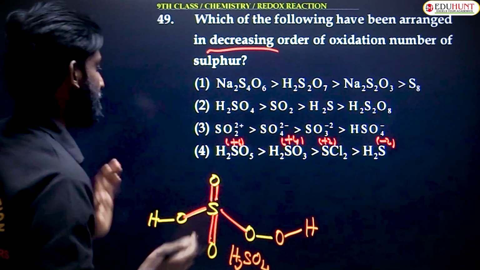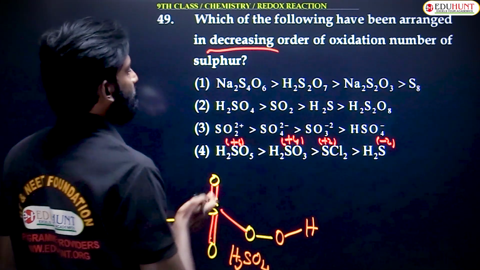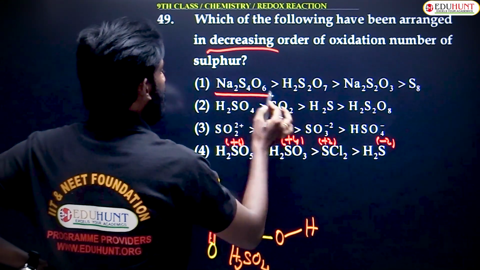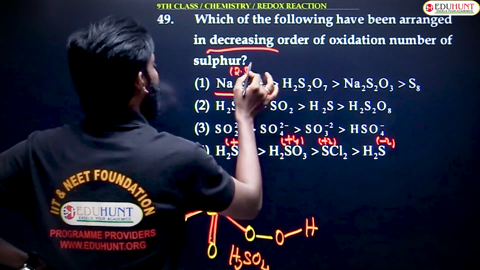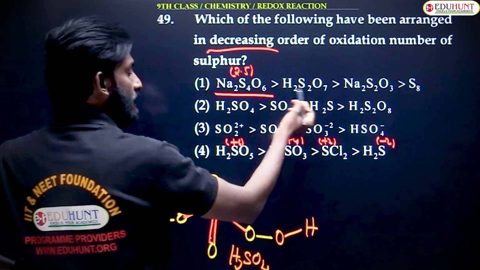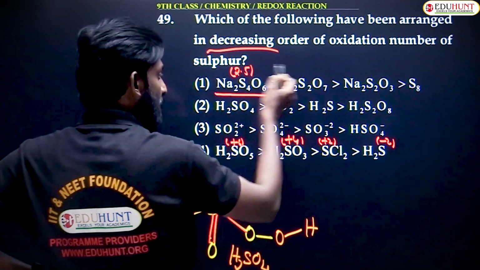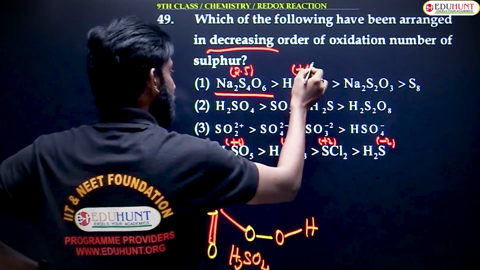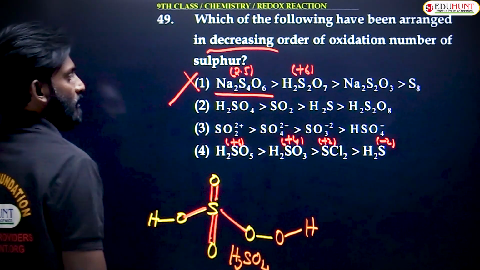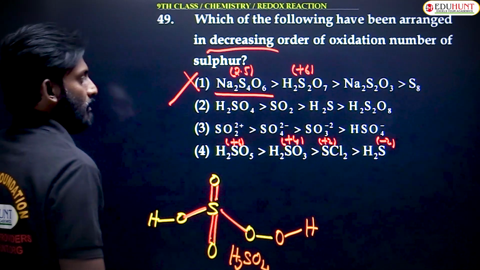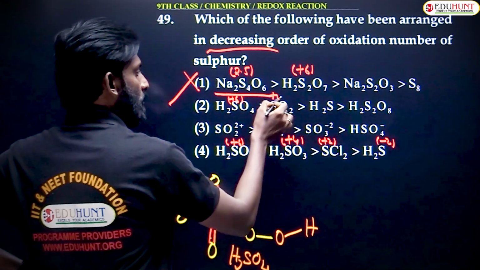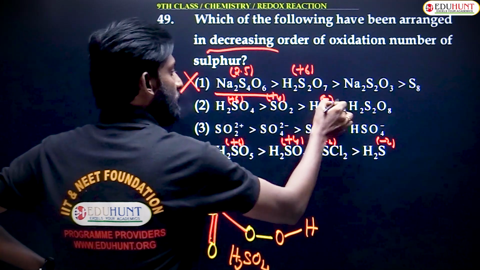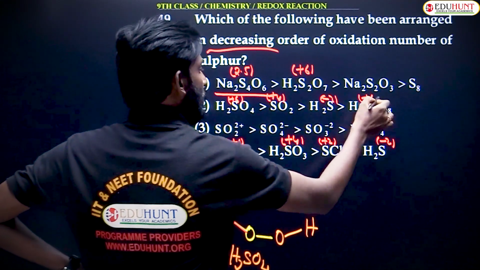So for better clarity, let's check. This is sodium tetrathionate. We did it several times. Sulfur will be in 2.5 oxidation state. And this is pyrosulfuric acid. We did it previously. Sulfur will be in plus 6 state. So this is wrong. We need decreasing order. Here sulfur will be plus 6. SO2, sulfur will be plus 4, this is minus 2 and again plus 6. So that's why this is wrong.